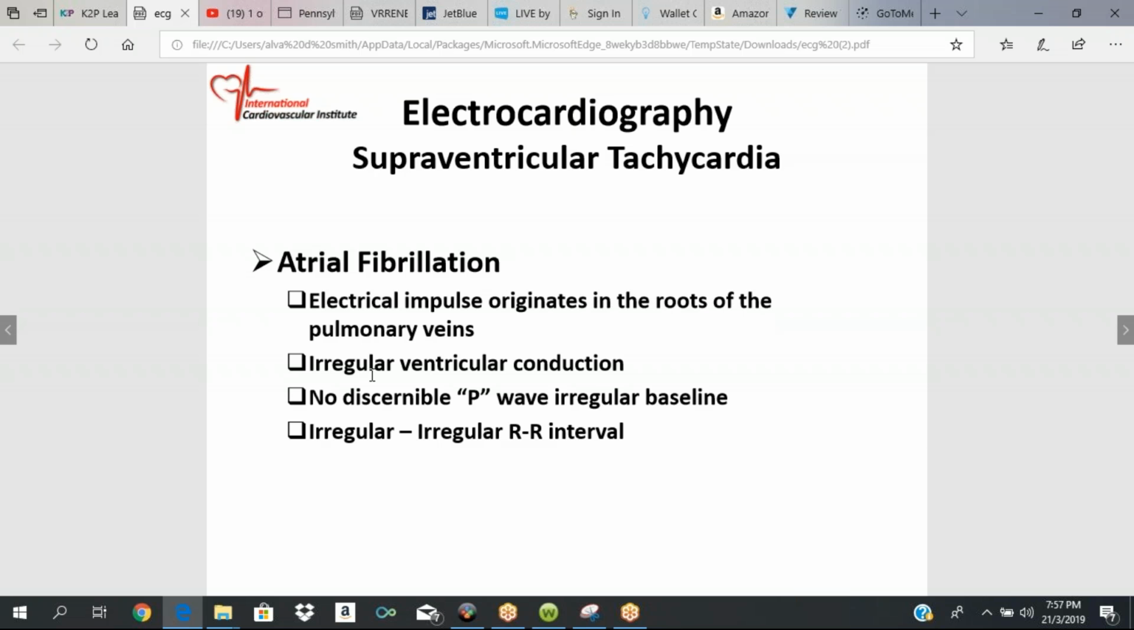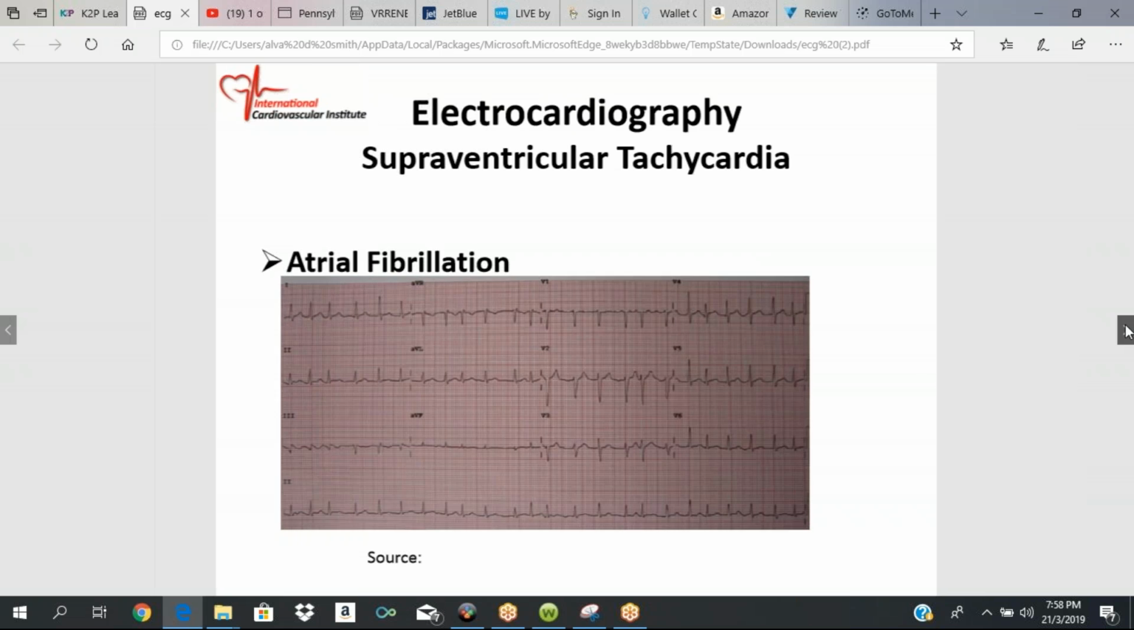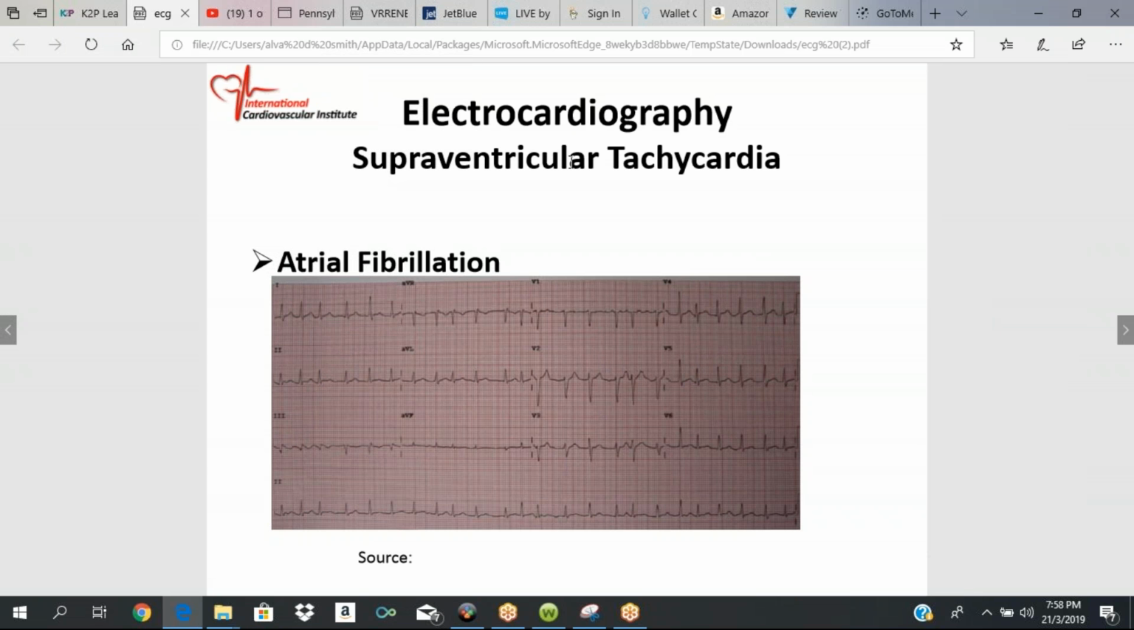The ventricular rate is usually irregular. There is no regularity to the ventricular rate. It's irregularly irregular. There's no discernible P wave. You cannot make out any P wave. The baseline is usually very irregular. And again, the R to R interval is going to be very irregular, irregularly irregular. So this is a classic atrial fibrillation.